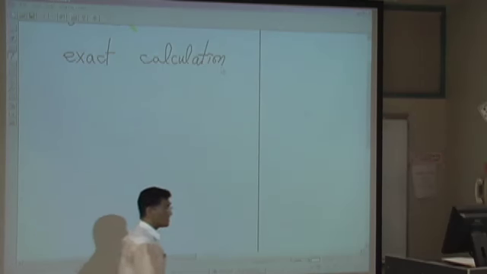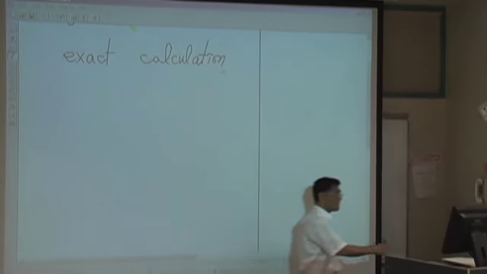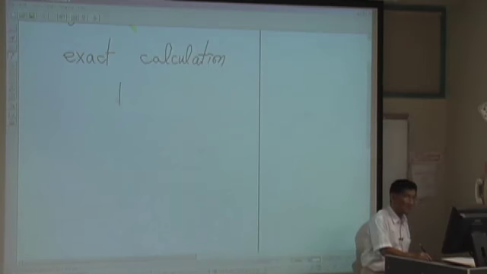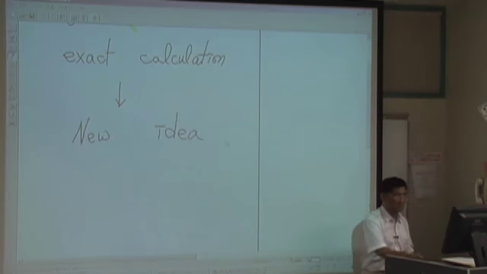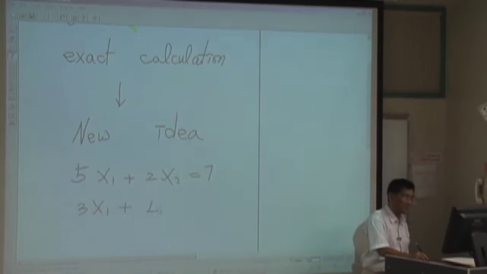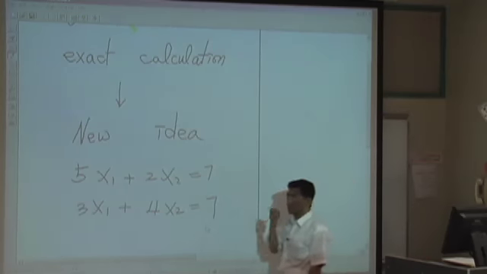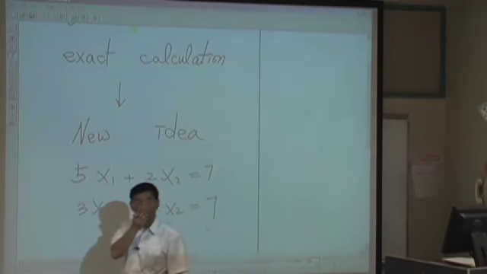So that's the next consideration. Because of this, a whole new different idea was considered. And the idea is this. Assume that we are solving 5x1 plus 2x2 equals 7 and 3x1 plus 4x2 equals 7. So assume that you are solving this system.